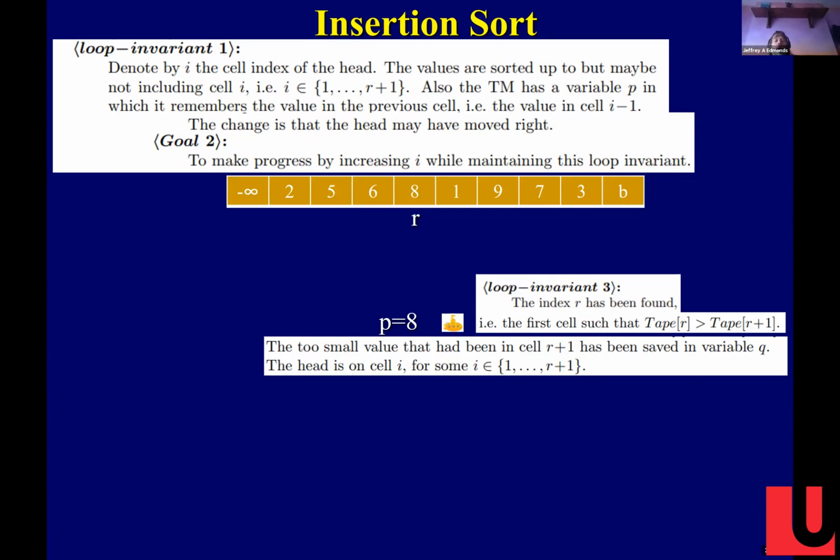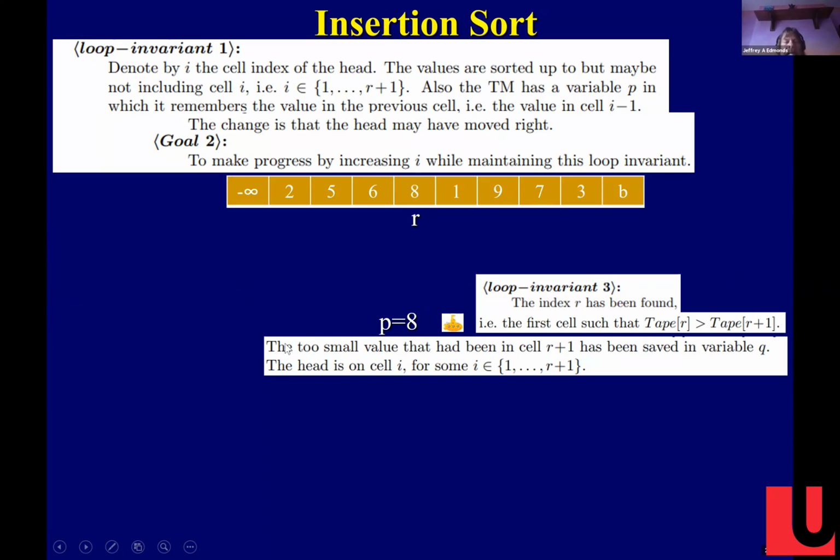All right, so now let's continue on to see what we need to do next. What we're going to do next is we're going to have a little bit of code, and then we're going to go into another loop. And the other loop is going to have loop invariant 3. So we're just about to get to loop invariant 3. And what does the loop invariant say? Well, it says that we found R, and we found R.